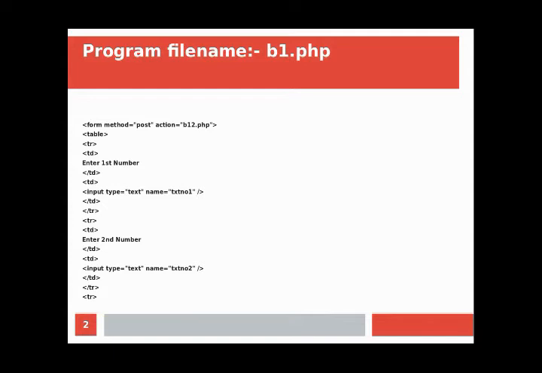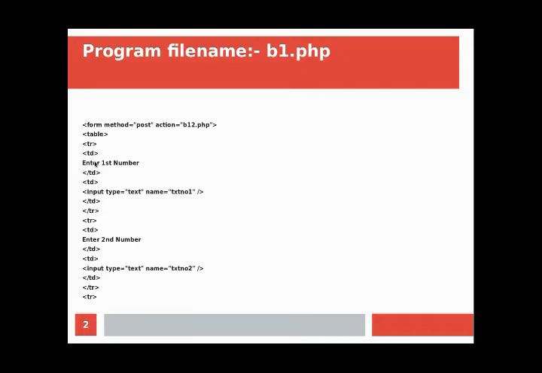Here it is, the first program, b1.php. Form method equal to post, action equal to b12.php. Here, whatever the action of this is will be stored in another file, another program named b12.php. Here we use the post method. Here we have created the table. According to the HTML tag, we use table in brackets. Then tr is used for row and td is for column.